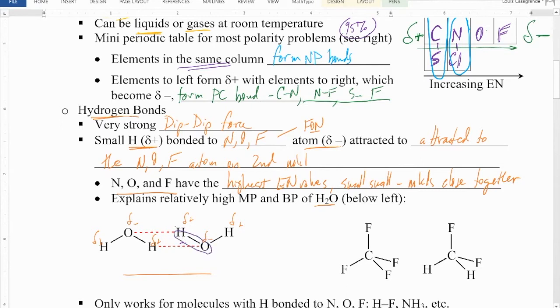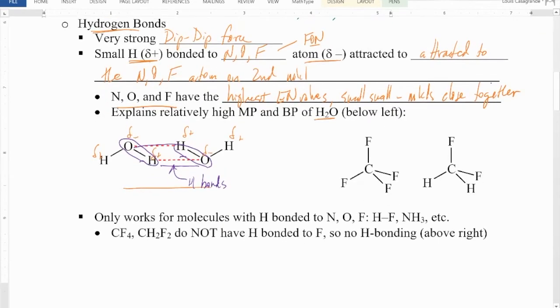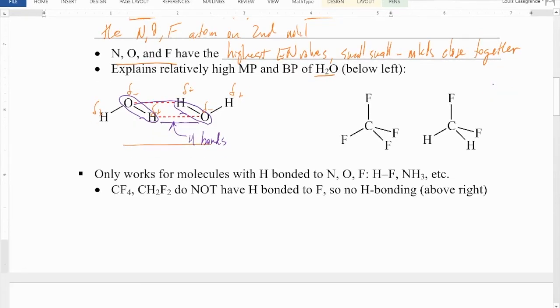So it's bonded to one oxygen, and it's attracted to the oxygen on the other molecule. We could do the same thing on this one. The hydrogen on one is bonded to the oxygen on the other. And so those hydrogen bonds are the intermolecular forces, those strong intermolecular forces. Now, these intermolecular forces work only for molecules in which the hydrogen is directly bonded to an N, O, or F.